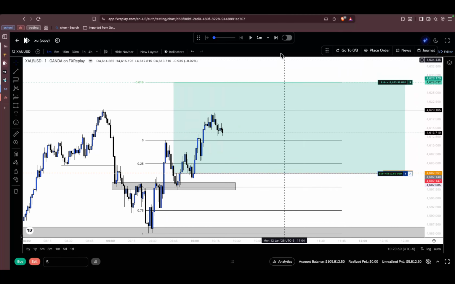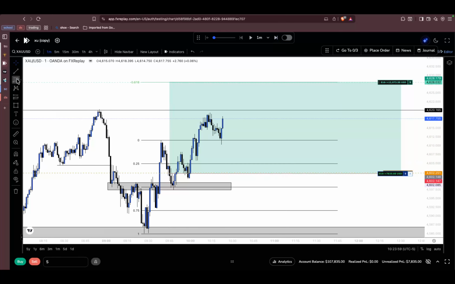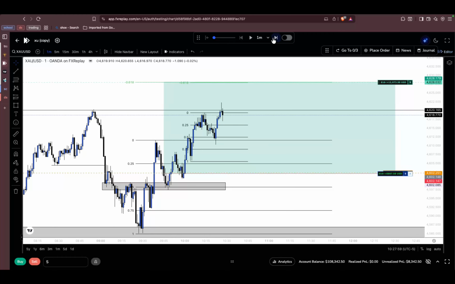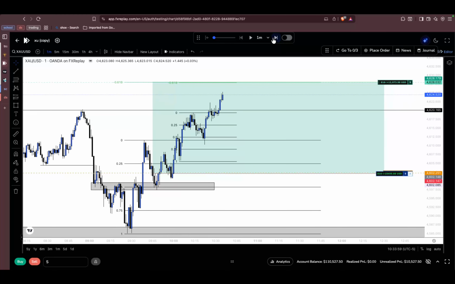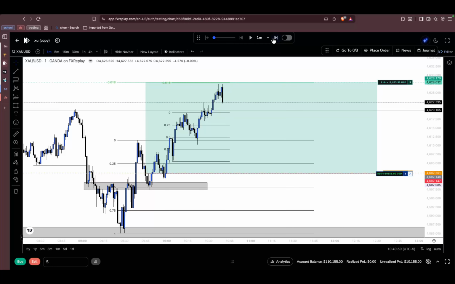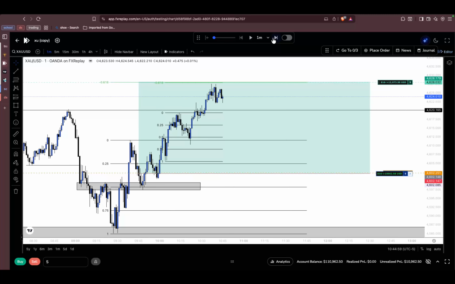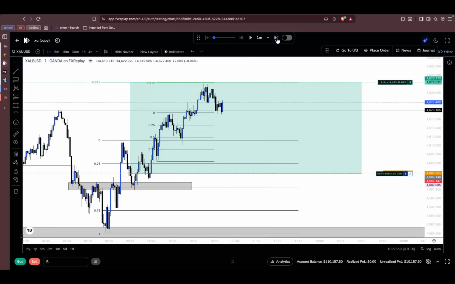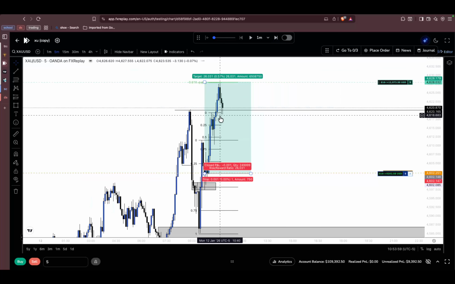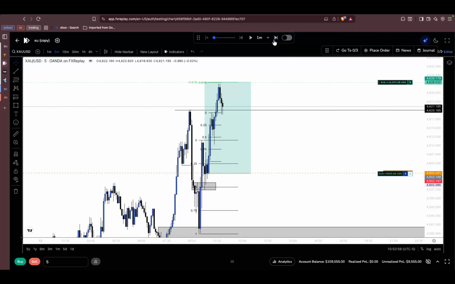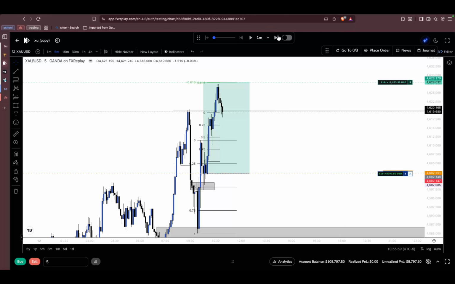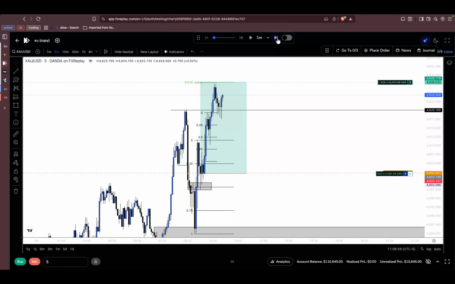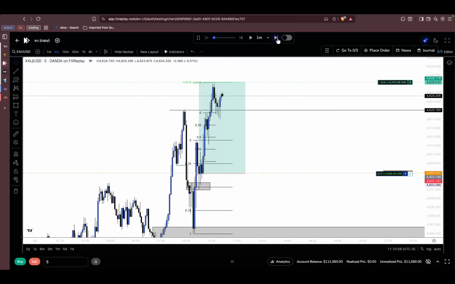Let's see another pullback. And then price stops at the 50% once again. Stay in this. Might exit or just let this trade go. What time is it? It's 10:50. I'm just going to let price play out.